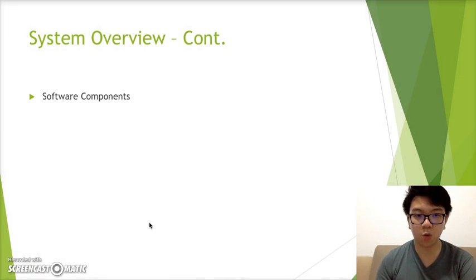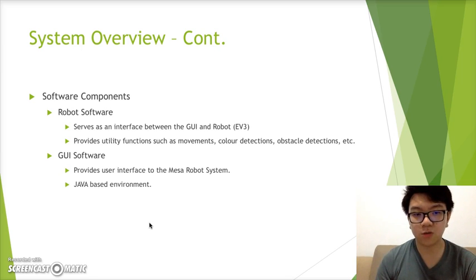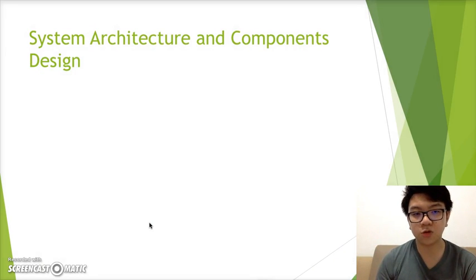Next, we have our software components. We have our robot software, which serves as an interface between the GUI and the robot itself, and it provides utility functions such as movement and color detections. Then we have our GUI software, which provides the user interface to the Mesa robot system, and it is running on Java. Next, we talk about system architecture and components design.